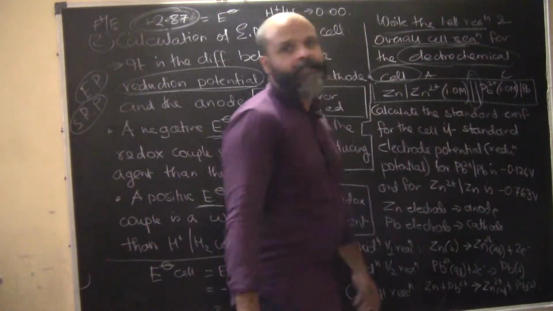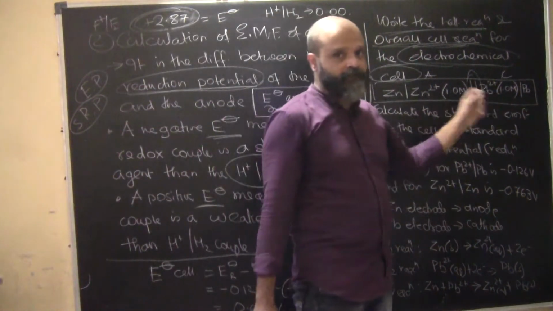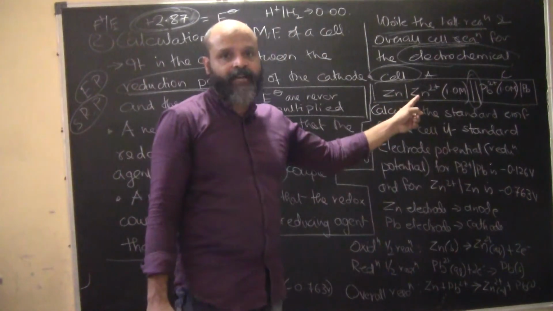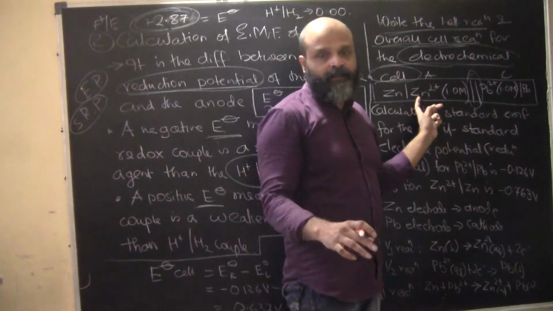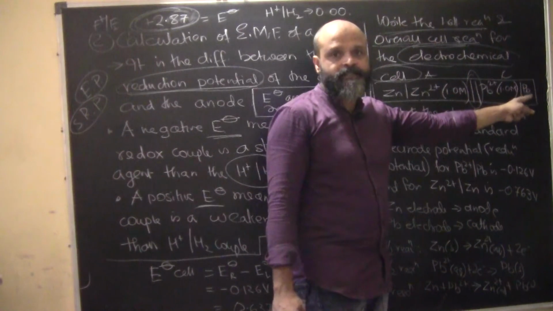This double line basically indicates a salt bridge which has been applied, and this is the electrode, these are the electrolytic ions that are getting formed here. Here also the ions that are getting formed, and this is the electrode.